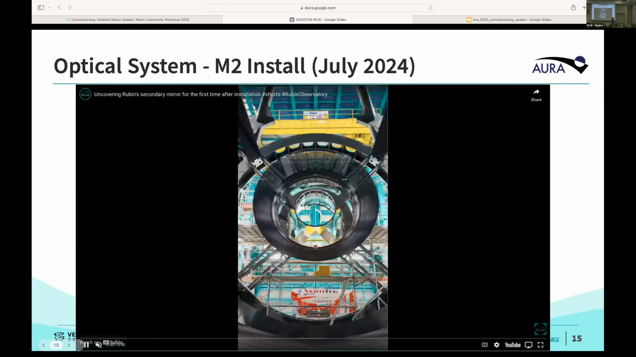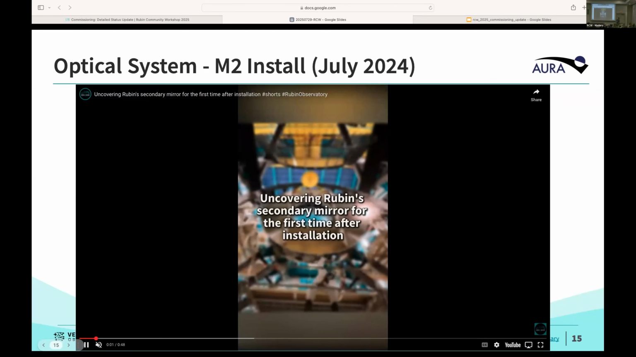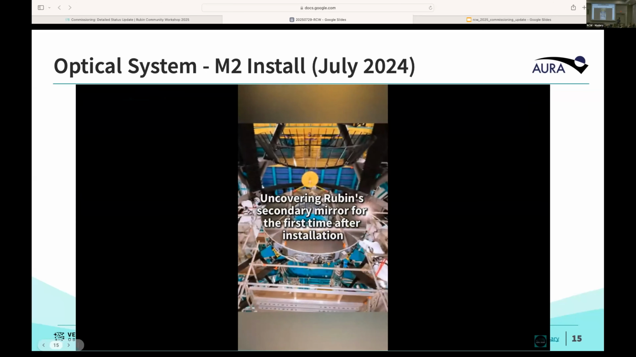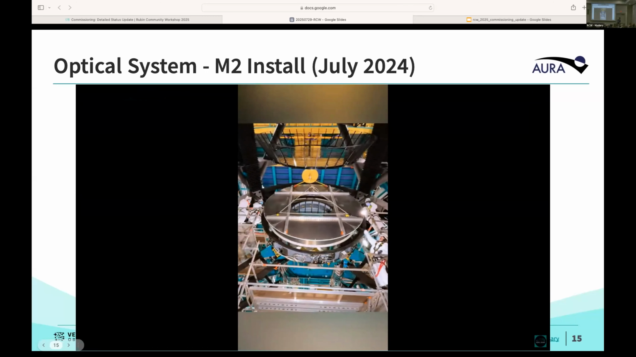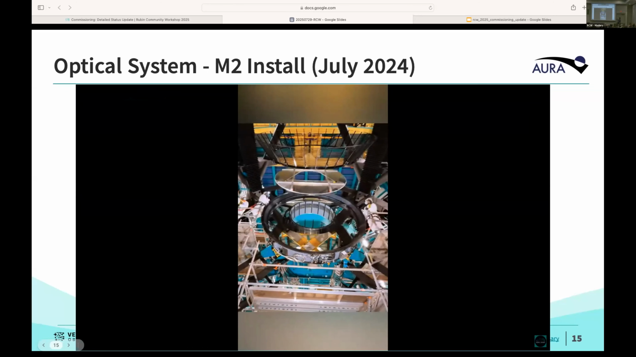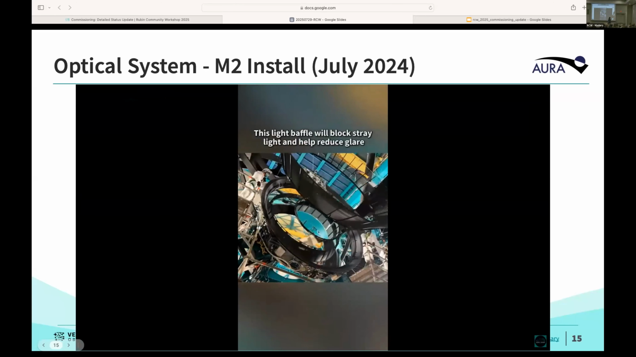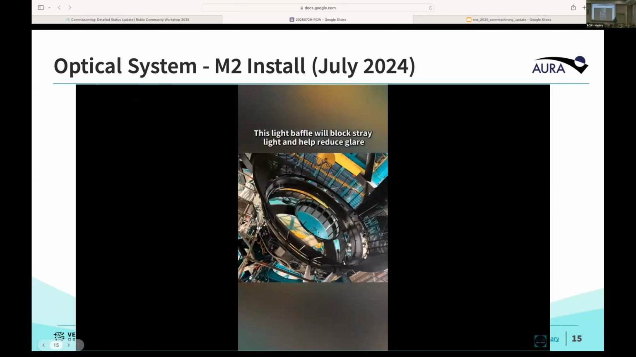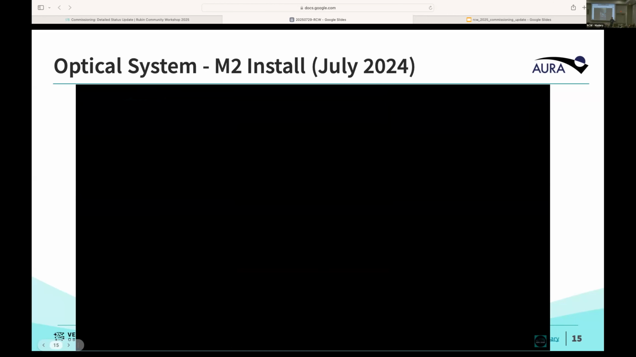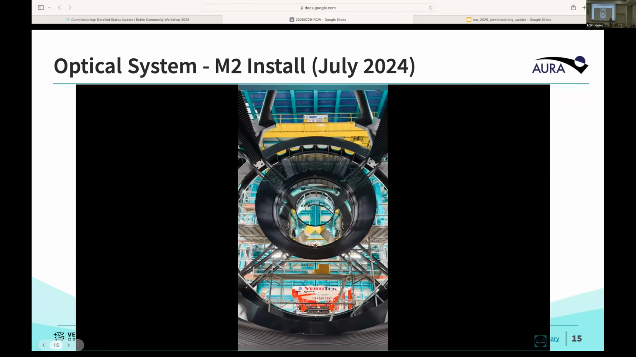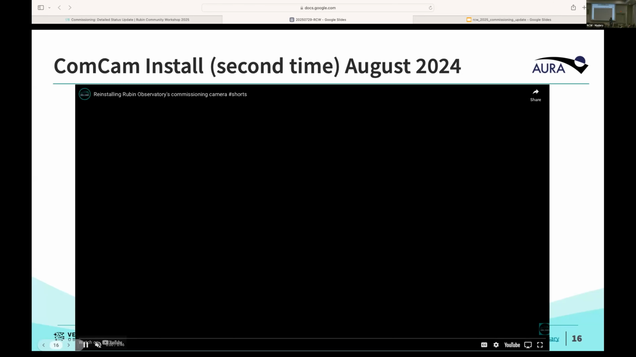Shortly after that, we installed mirror number 2, already coated for a long time, onto the telescope. And here you can see us taking the safety cover off and exposing the glass. You can see the yellow cross that is the mass simulator in the reflection, and then the baffle going around M2. So we've now got our first piece of that minimal system.